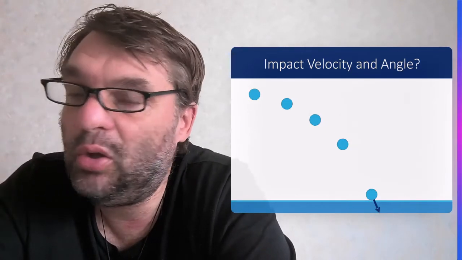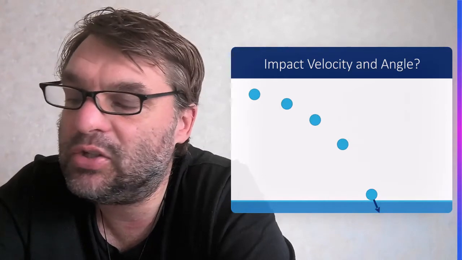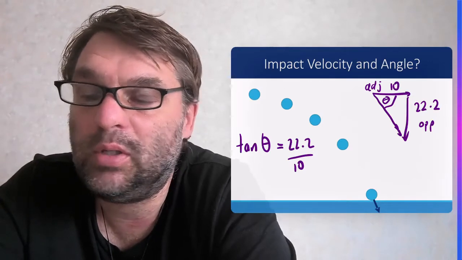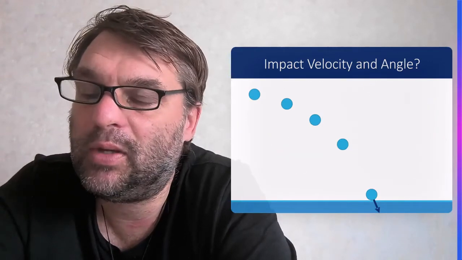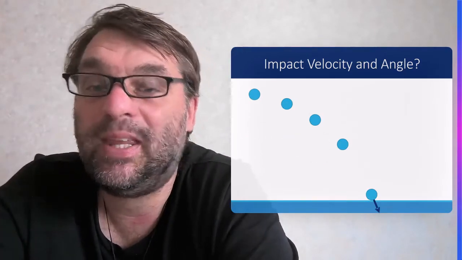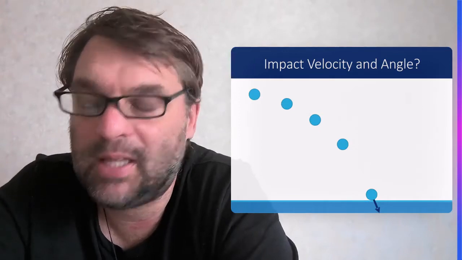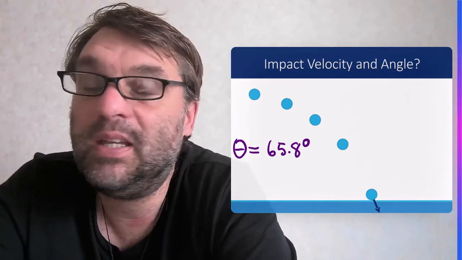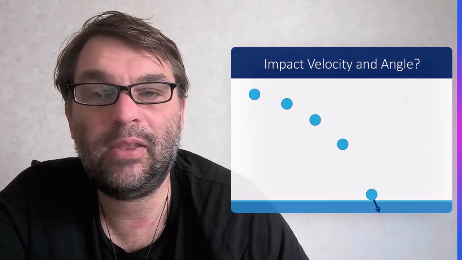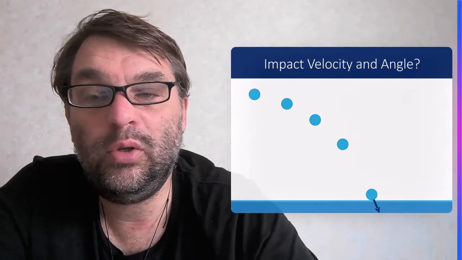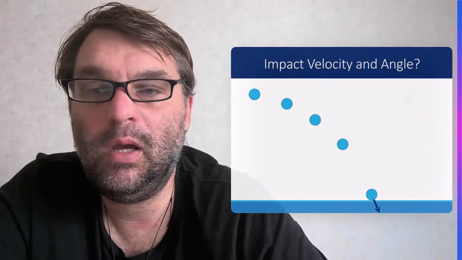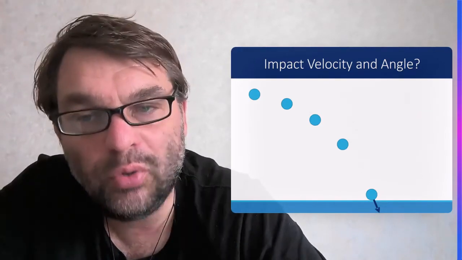Then to work out the angle, all you have to do is recognize that tan theta equals 22.2 divided by 10. That's the opposite over the adjacent. Then theta will be the inverse tan of 22.2 divided by 10. So theta will equal 65.8 degrees. And that is all you need to really know around the kinematics of projectile motion in the horizontal direction.